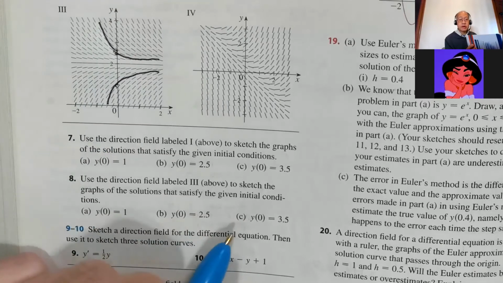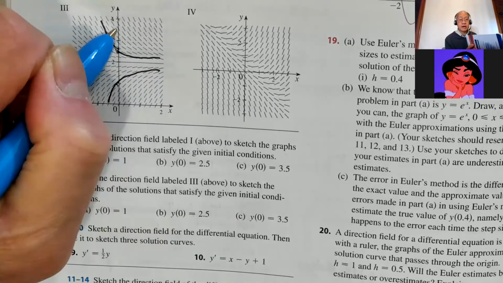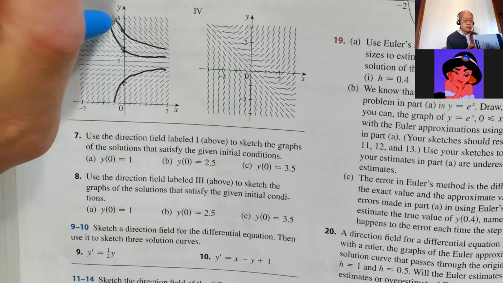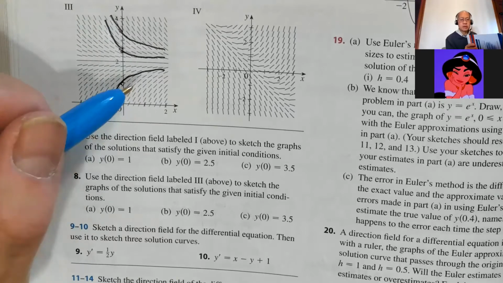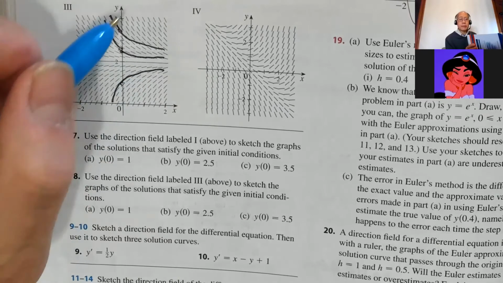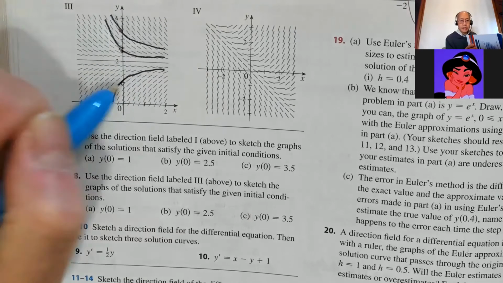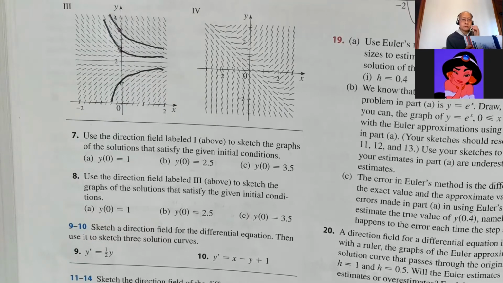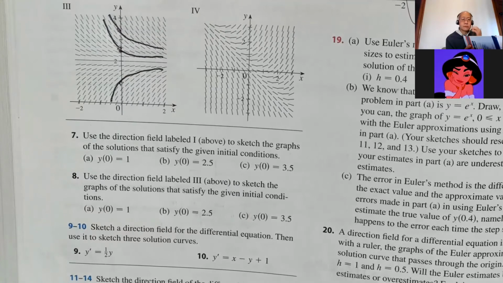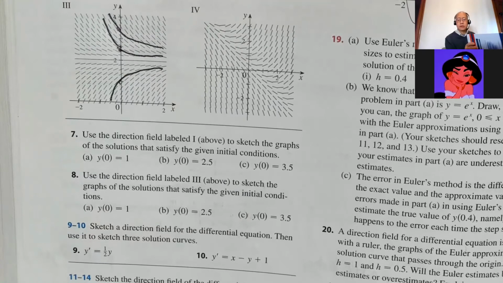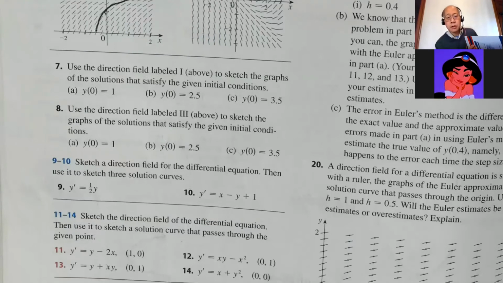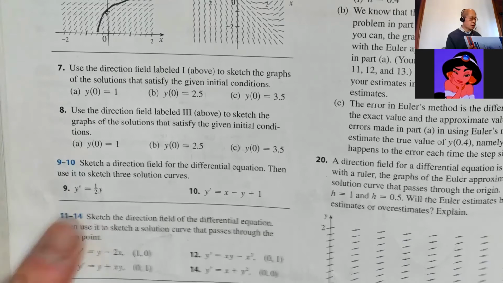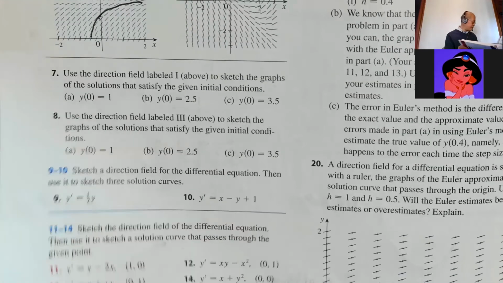And then what? y of 0 is 3.5. So 3.5 is maybe like there, and it's still curving in the same general direction. So everything funnels toward y equals 2, sort of a funneling effect. Drop the particle here, or here, or here, it's all going to curve toward y equals 2. All right, that's basically it, folks, for how that works. So I've already done 1, 2, 7, and 8.